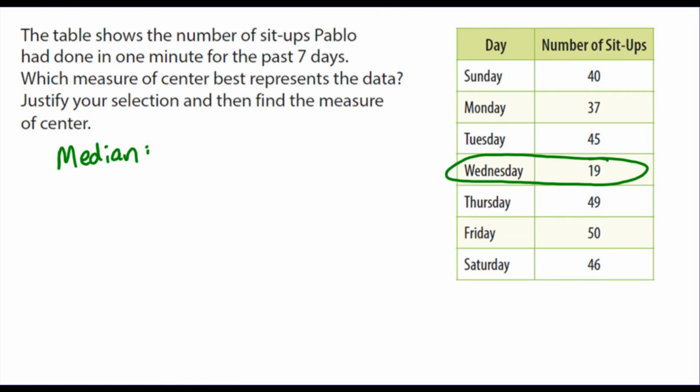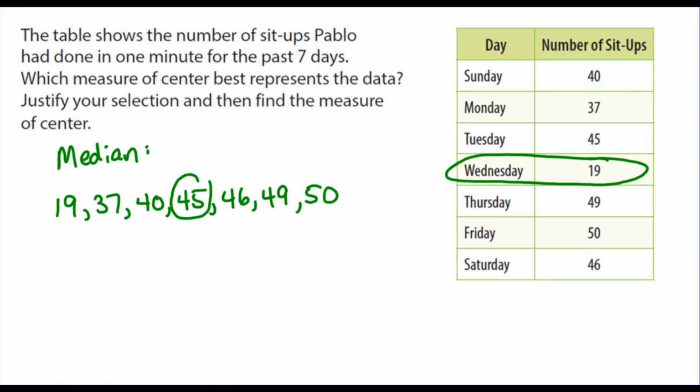So we're going to have to put these in order from least to greatest. And that extreme value on Wednesday is the lowest value. So we've got 19, 37, 40, 45, 46, 49, and 50. And there are 1, 2, 3, 4, 5, 6, 7 numbers in the data set. So 45 is going to be the center number with 3 to the left and 3 to the right. So our median is 45 sit-ups. So we would say that on a typical day, Pablo does about 45 sit-ups.